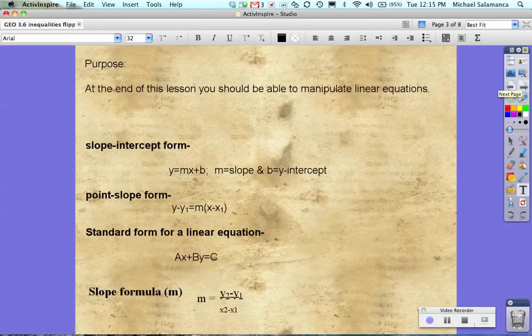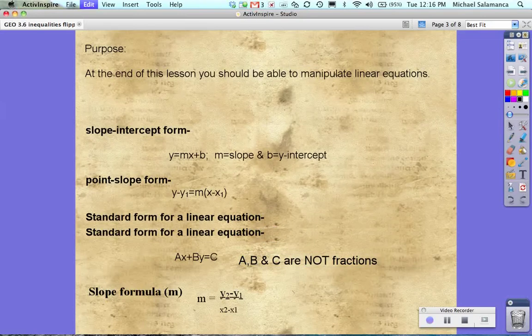So at the end of this lesson, you should be able to manipulate linear equations. And the most common types of linear equations are slope-intercept form, point-slope form, standard form, or slope formula. For the slope-intercept form, we have y equals mx plus b, where m is equal to slope, and b is equal to y-intercept. For the point-slope form, we have y minus y sub 1 equals m times the quantity x minus x sub 1. Standard form is ax plus by equals c. And note, a, b, and c are not fractions. So it's a really important thing to notice.